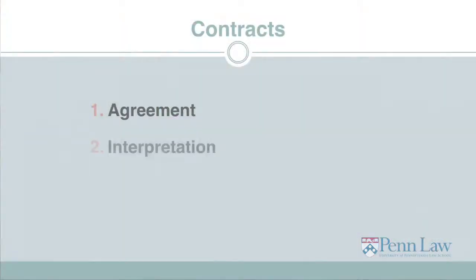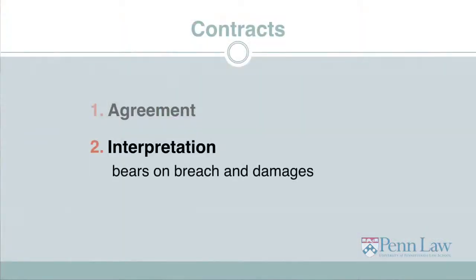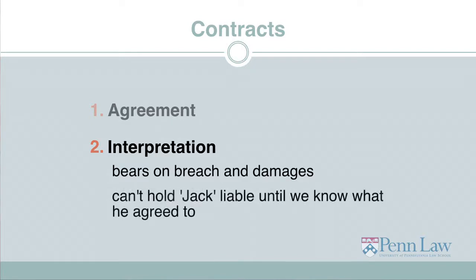So there's a question of whether or not the parties manifested an intent to be legally bound to an agreement, and then a separate set of doctrines that are about the content of the deal. And we talk about those doctrines as questions of contract interpretation. Interpretation is a big deal because it bears on assent, on breach, and on damages. If we know that Jack and Jill have agreed to a joint irrigation venture, we can't hold Jack liable for failure to perform until we know exactly what he agreed to.